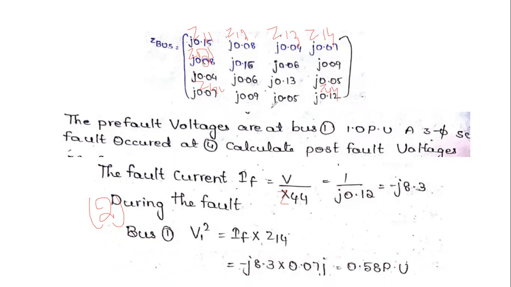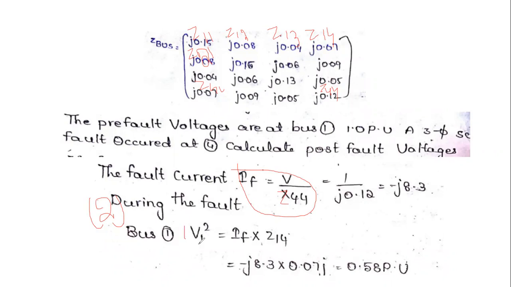First of all, we draw the single line diagram, and then we calculate the fault currents. This is the formula for obtaining it at bus 4. Next, we calculate the voltages during the fault at bus 1.